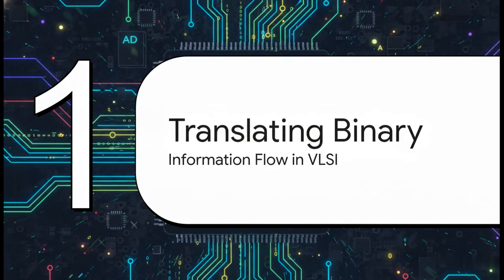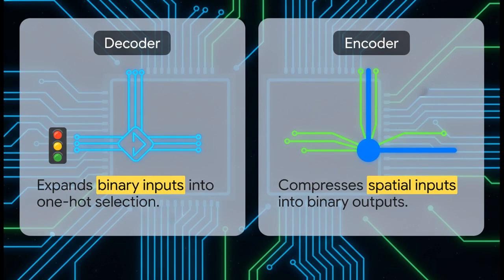Section 1. Translating binary information. Okay, let's dive into this and look at how information actually flows. To really grasp how our processors pull off this magic trick, we have to look at the fundamental combinational logic circuits. I like to think of them as mirror twins. On one side, we have decoders. These are our digital traffic cops. They take a small, compressed binary input, let's just call it n inputs, and they expand it into a wide array of up to 2 to the power of n outputs.